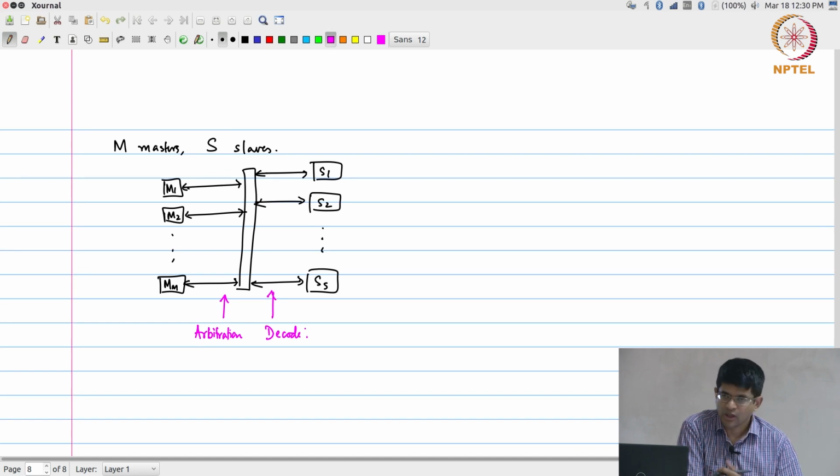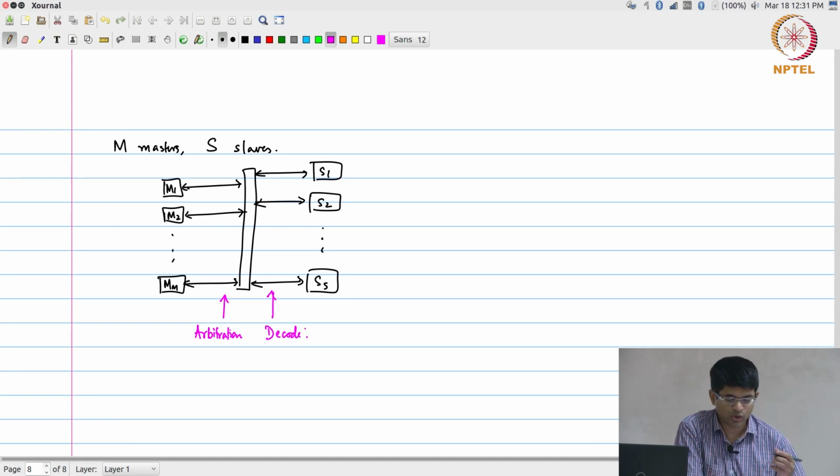Now, of course, comes the question: what about the efficiency, what about the throughput, what is the best communication pattern that I can actually use over here? Because the way that I have drawn this right now, it clearly shows a problem. There are m masters and s slaves. At any given point in time, how many of them can talk to each other? Only one pair.